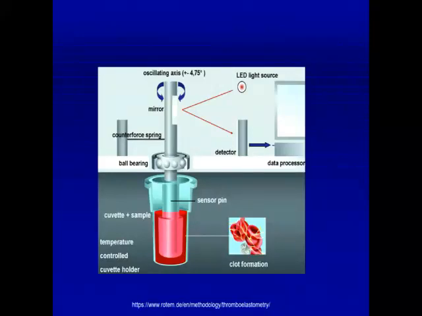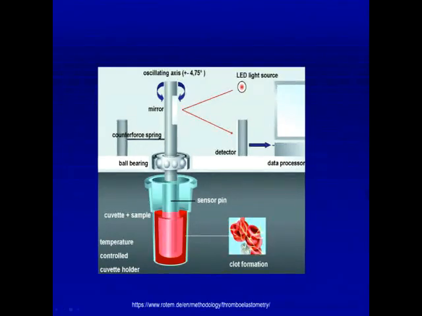The way the test works is that you take whole blood and you put it into a cuvette. That's the red thing here, and then there's a pin that goes in the middle. The pin is restricted by a spring that essentially detects the rotation. So you've got this pin sitting in your blood sample, and it rotates back and forth. And as your clot forms, the restriction of rotation of that pin is detected by the light source over there.